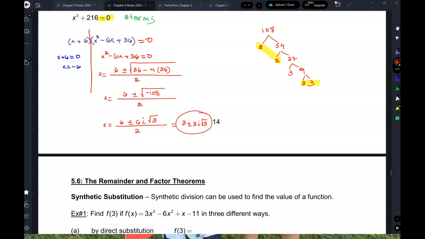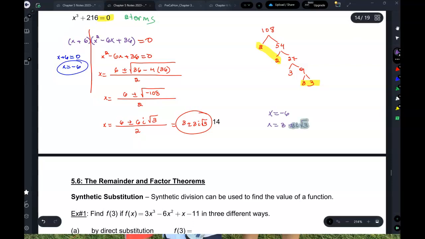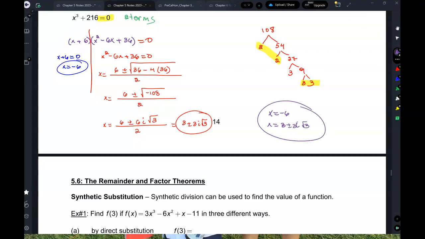Okay, but remember in chapter 4 study what we learned. You have a pair of 2's comes out as a single 2. You have a pair of 3's comes out as a single 3. 2 times 3 is 6 root 3. Okay, so now I have 2 answers here, and I have 1 answer there. So altogether, x equals negative 6, x equals 3 plus or minus 3i root 3.